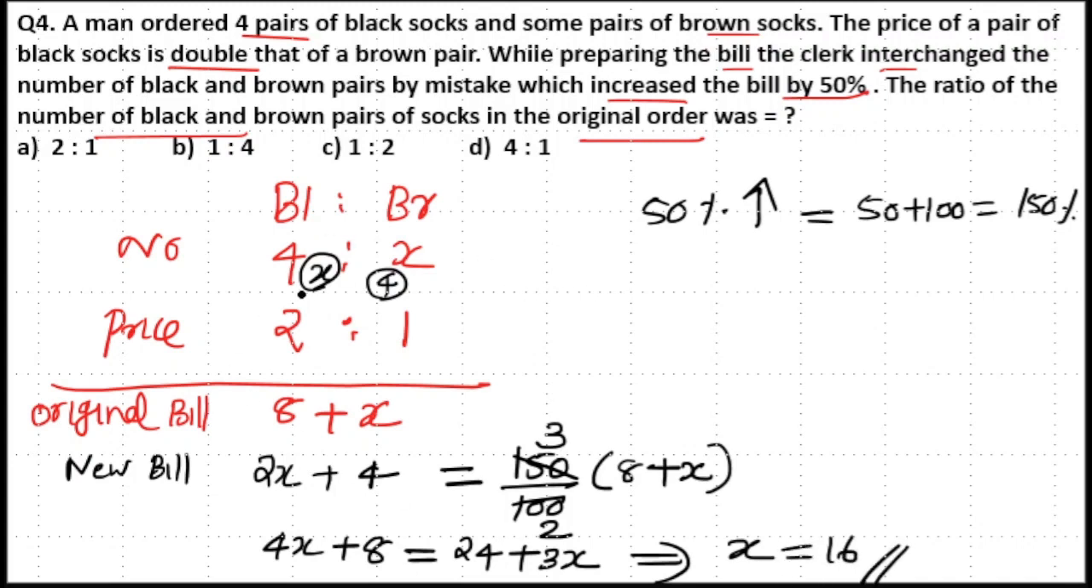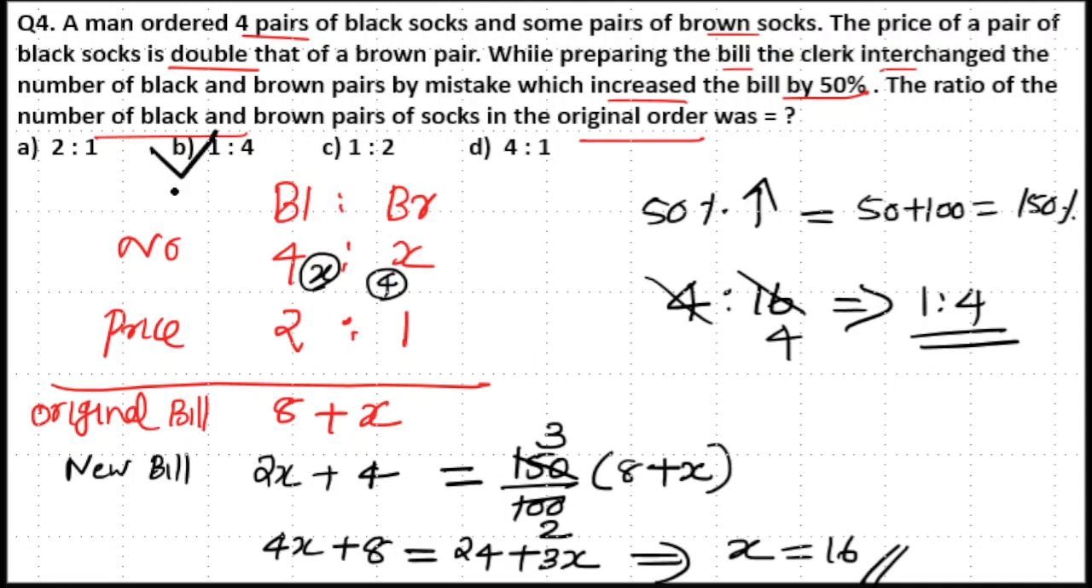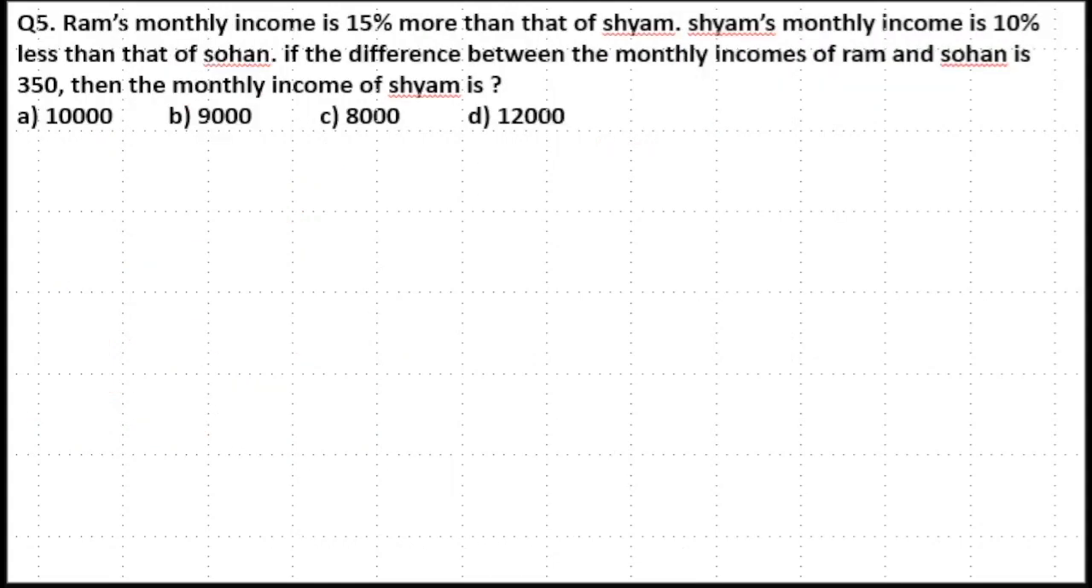So the number of black and brown pairs in the original order is 4 is to X. That means 4 is to 16. 4 is to 16 is equal to 1 is to 4. So your answer is option B. 1 is to 4 is the ratio of the number of black and brown pairs in the original order. Next is question number 5.